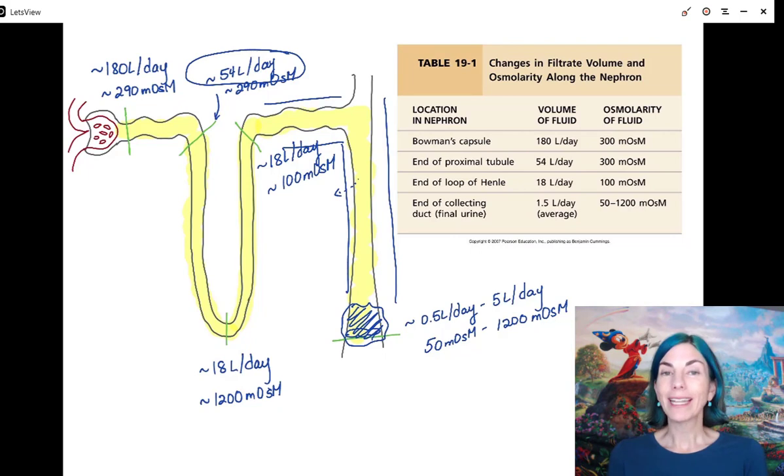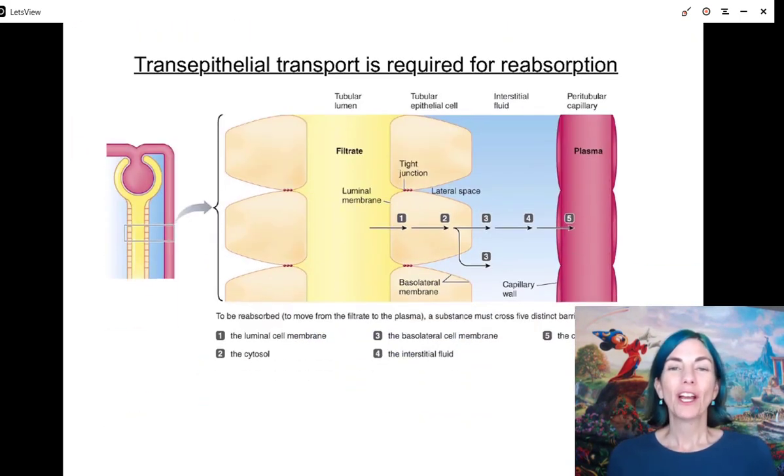Okay, let's take a look at the mechanisms by which reabsorption happens. In other words, what is reabsorption? What's actually happening at the cellular level that allows us to do reabsorption? So remember when I spent all that time on transepithelial transport and it probably felt like overkill then? Well, the reason I spent so much time on it was because I knew it was going to come back here. So transepithelial transport is required to reabsorb fluids.